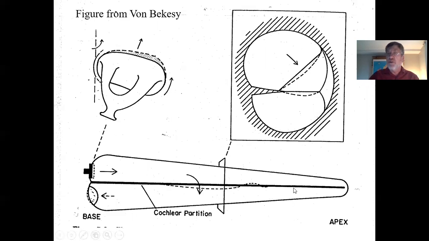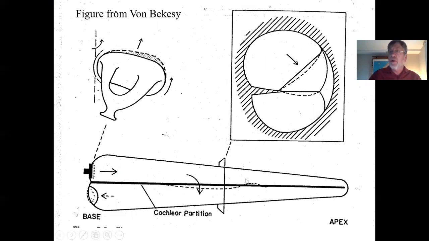And also, how, H-O-W, why, W-H-Y? Why does a horizontal motion of fluid create a vertical indentation somewhere along the basilar membrane at some unique place? The reason is that the scala vestibuli gets narrower and narrower as you get toward the apex of the cochlea, and so you've got a pressure buildup.